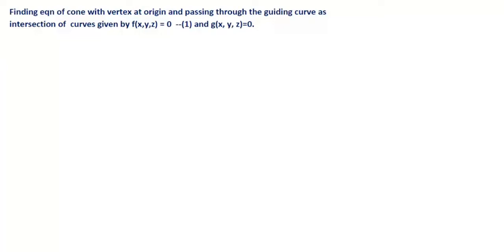Now there'll be some questions where we need to find the equation of a cone with vertex at the origin and passing through the guiding curve as the intersection of the curves given by f(x, y, z) equals 0 and g(x, y, z) equals 0. Now what we'll do is, using these two equations, we'll make the curve homogeneous, and this homogeneous equation in second degree will represent the equation of this cone.